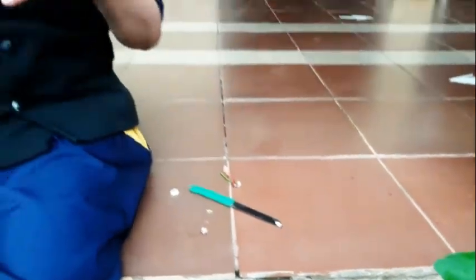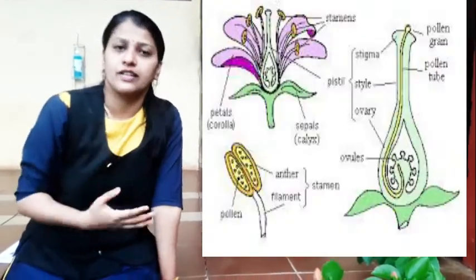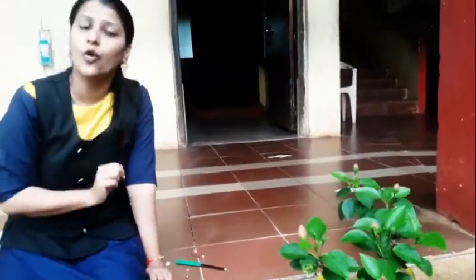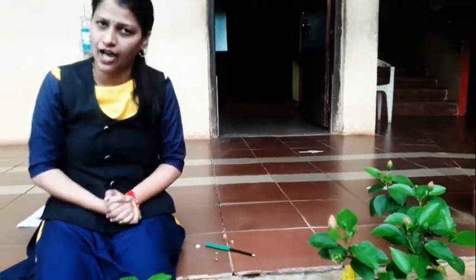flower. So the main function of the flower is to produce fruit and seed. Then where does fertilization take place? Fertilization takes place inside the ovary, and it produces the ovules. Are you getting this? So this is the main function of the flower. I hope that you have understood the parts of the flower and the function of the flower.